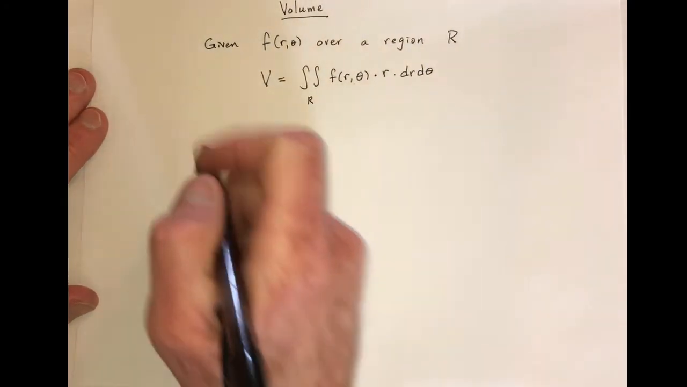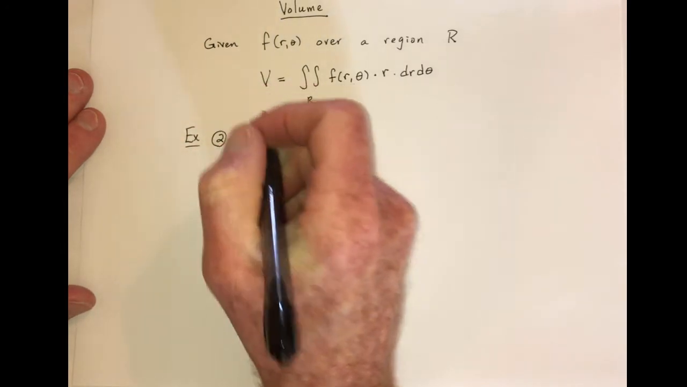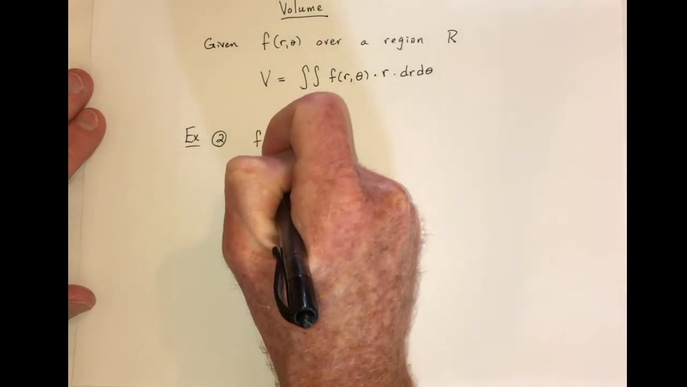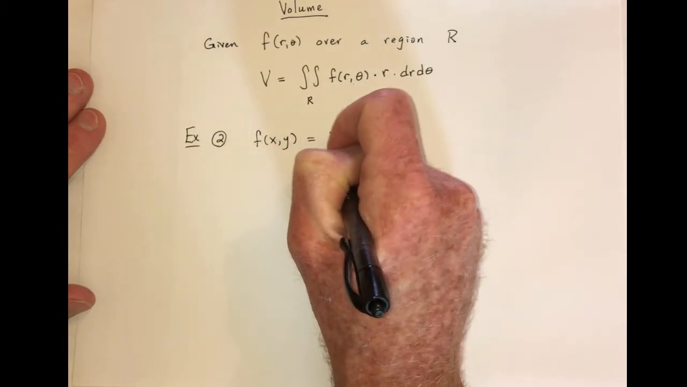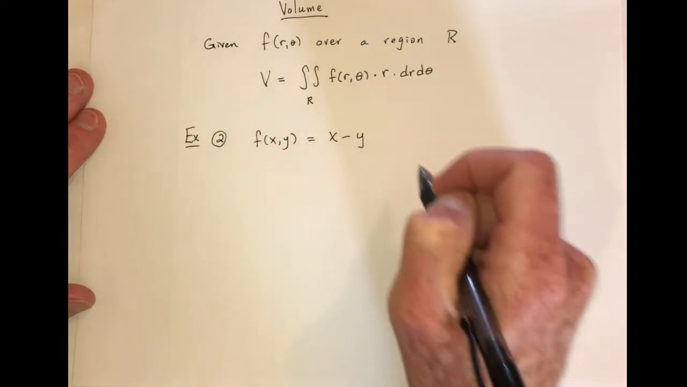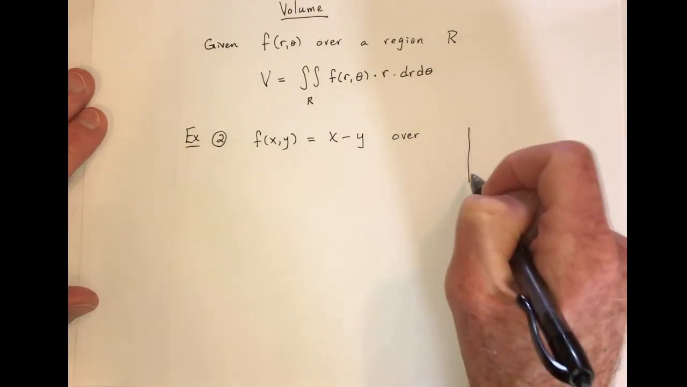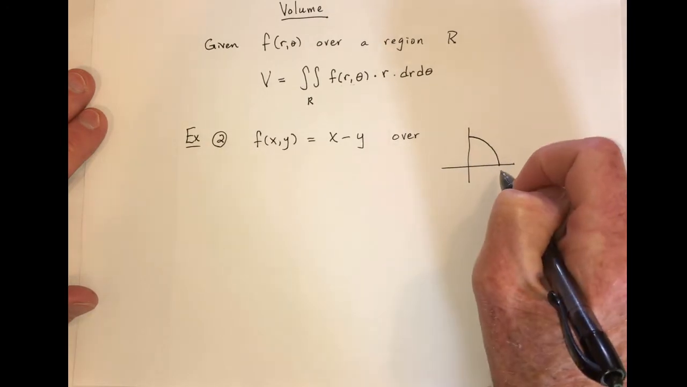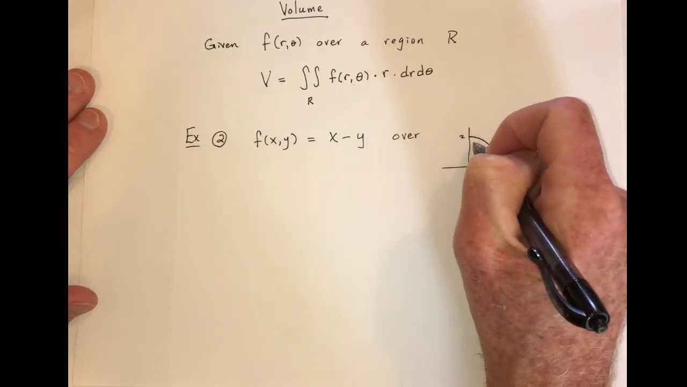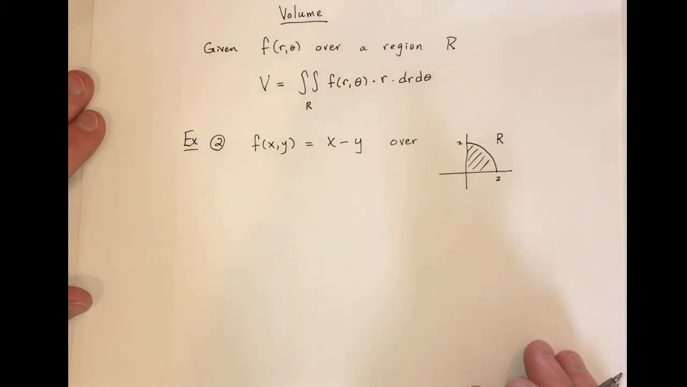So for example number 2, how about if the function is a nice simple x minus y, and then it's over this region right here, which is a quarter of a circle where the radius is 2. So that's R.